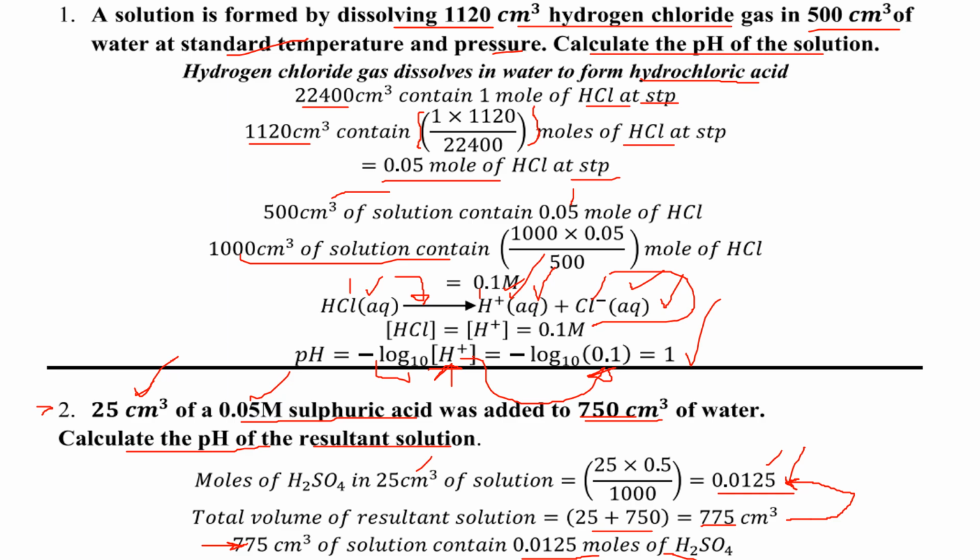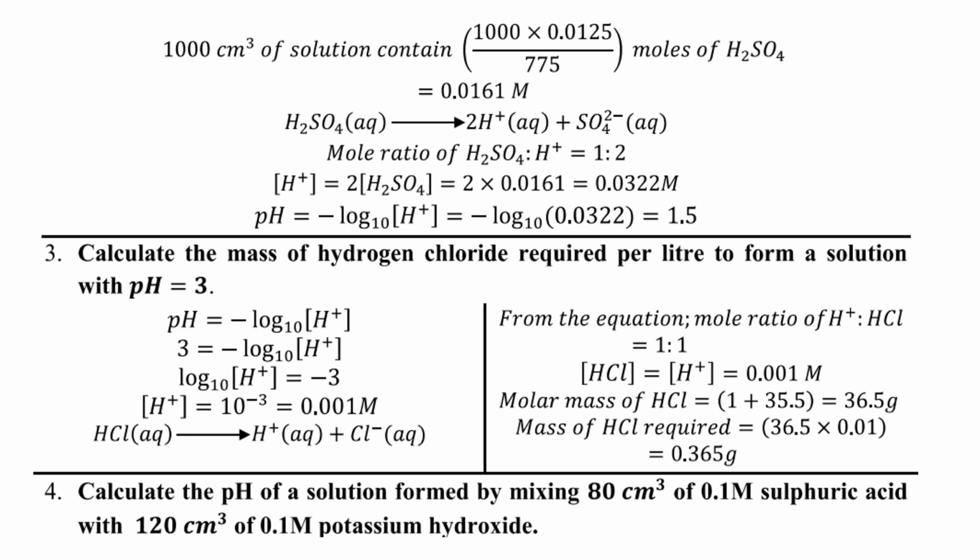Then what about 1000? Because we want molar concentration. 1000 is going to contain 1000 multiplied by 0.025 divided by 775 moles of sulfuric acid, and then you are going to end up with this concentration of the acid. Since sulfuric acid is a strong acid, it fully ionizes. After fully ionizing it, make sure that you balance the acid, because this is a dibasic acid. So balancing, we shall put 2 on the hydrogen ions. Since the mole ratio of sulfuric acid to protons is 1 to 2.